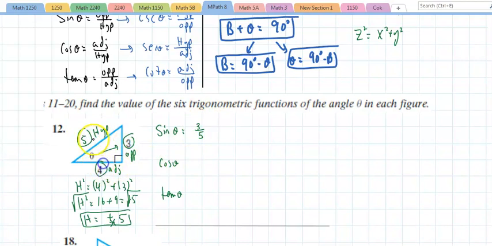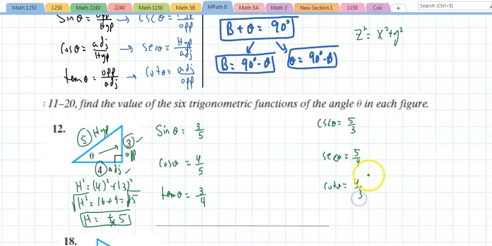Cosine is the adjacent over the hypotenuse. And tangent is the opposite over the adjacent. And of course, cosecant of theta would be 5 over 3. Secant of theta equals 5 over 4. And the cotangent of theta would be 4 over 3.